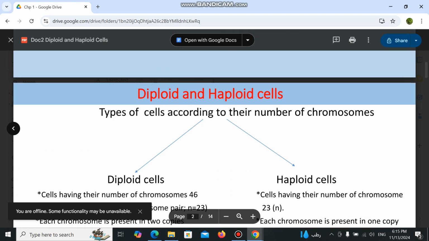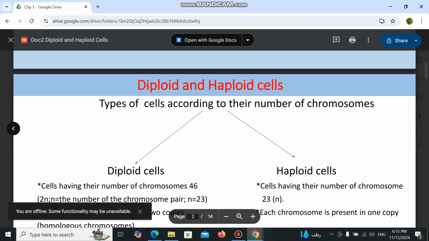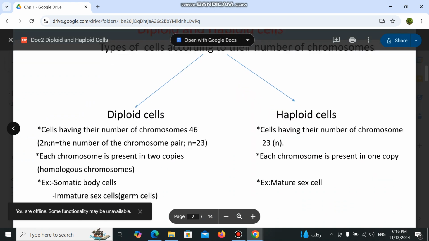In our body, there are two types of cells according to their number of chromosomes. We have the diploid cells. The number of chromosomes that they contain is 46, which is represented by 2n. So n here represents a set of chromosomes. In the human body, if n equals 23 chromosomes, then 2n equals 46.